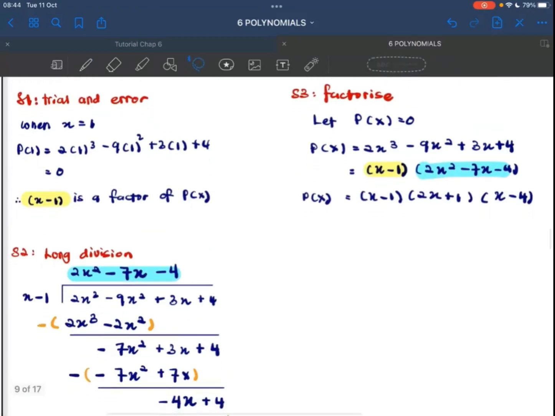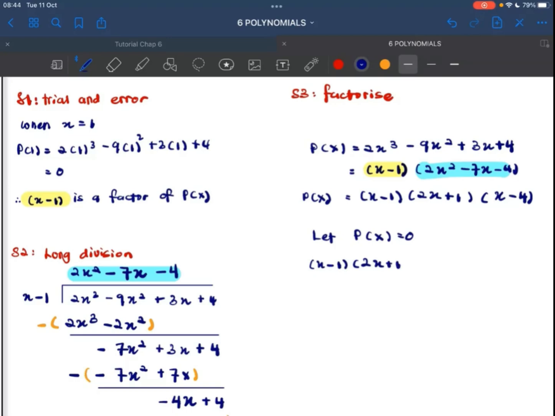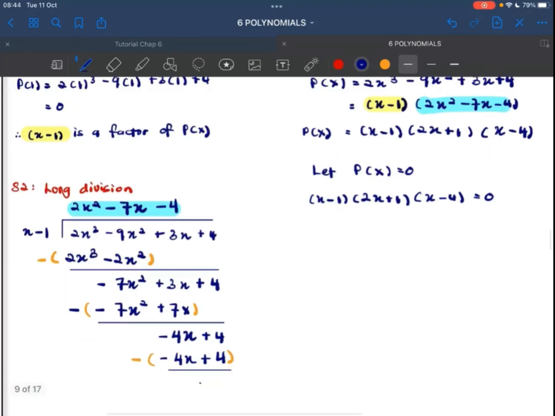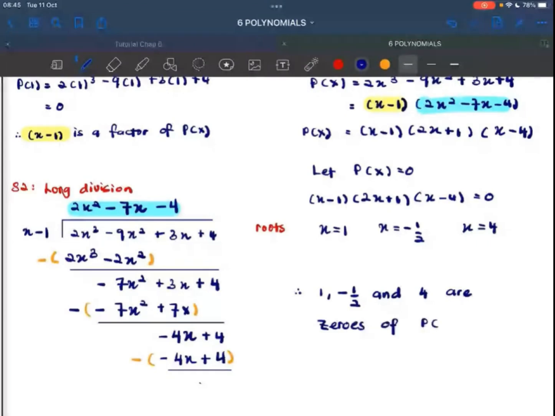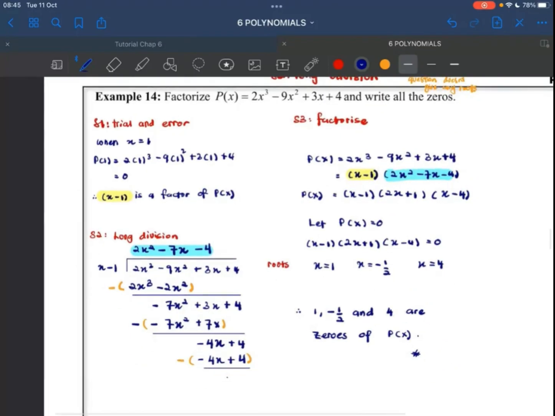Okay, so that is our P(x). Now we let P(x) equal to 0. We should get x minus 1, 2x plus 1, x minus 4 equals 0. Then we have x equals 1, x equals negative 1 over 2, x equals 4. But what we found are the roots. The question says write all the zeros. So the zeros are 1, negative 1 over 2, or we can write it like this: 1, negative 1 over 2 and 4 are zeros of P(x). Okay, can you understand?